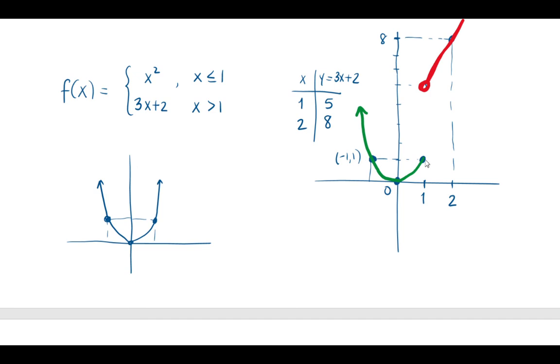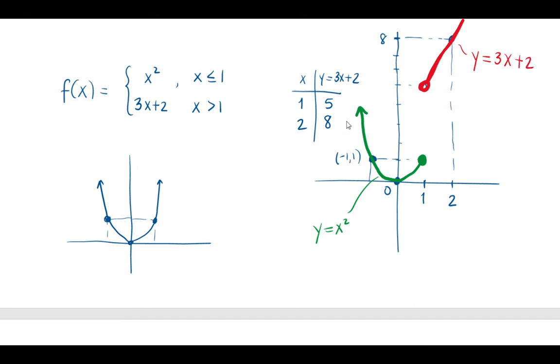So that's the piecewise function. It comes up to 1, including 1. You use the function y equals x squared, the green one, here. And then after 1, it says use the line, which is simply y equals 3x plus 2.